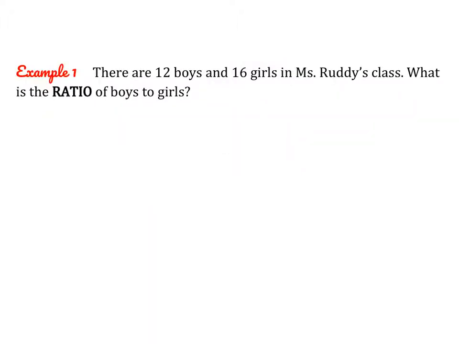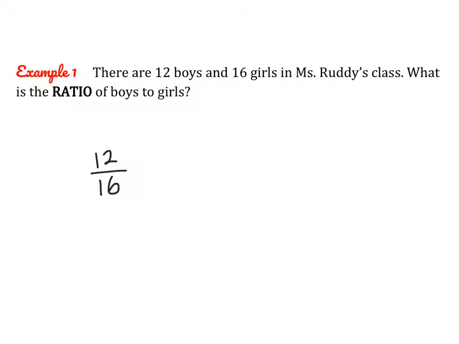So let's practice working with ratios. This problem says there are 12 boys and 16 girls in Miss Ruddy's class. What is the ratio of boys to girls? We can first start by writing 12 first and then 16 because it does say boys to girls. So boys will go on top and girls will go on the bottom.